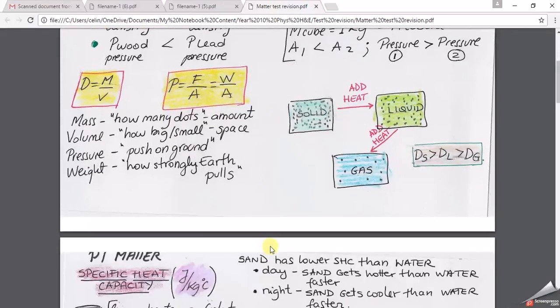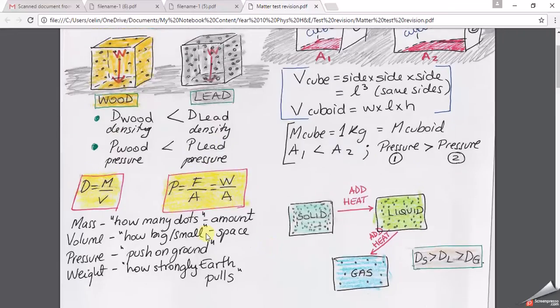Now, how do we define density? Density is mass over volume. Mass is pretty much how many dots, how many particles, the amount of particles in the substance, and the volume is how big or how small something is. In this case, we're looking at the space, the volume that something takes. So if there are many dots in a small volume, that means the substance has a big density.